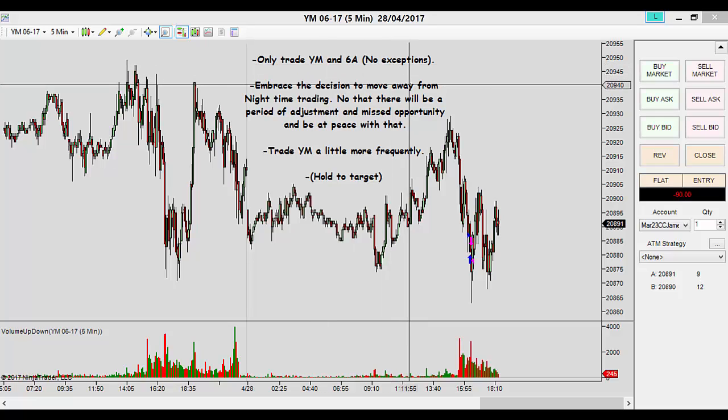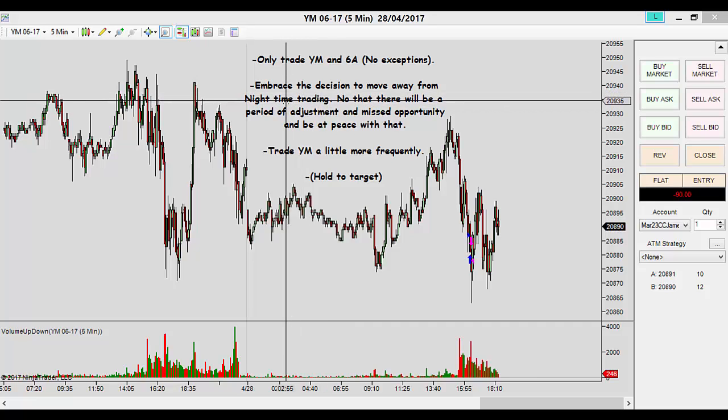Embrace the decision to move away from nighttime trading. This is what caused me the most problem, because I saw some stellar wins that I would have been in had I been trading in last week's mode, and I had to move away from that in order to bring myself over to daytime trading. But unfortunately, due to lack of discipline, I still stayed up and I still watched them happening. So that frustrated me, and that's the biggest thing that threw me off this week.